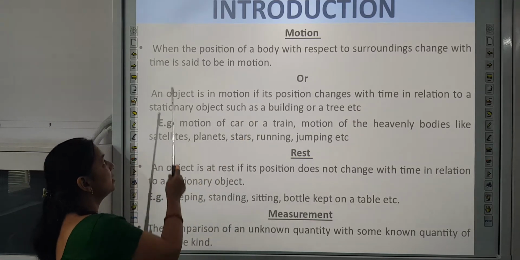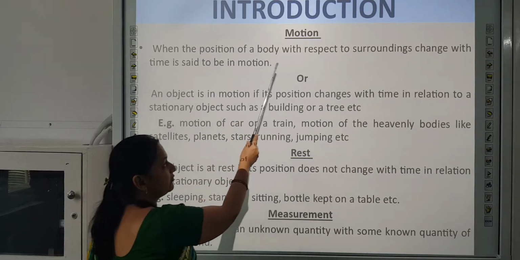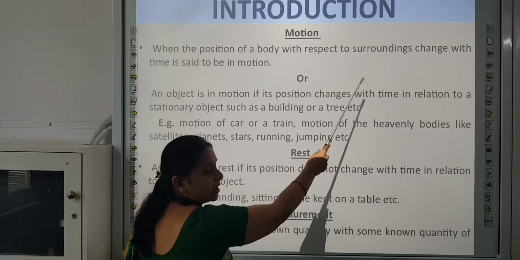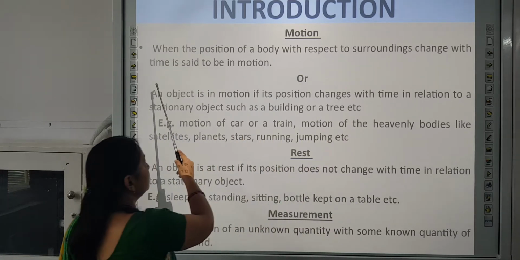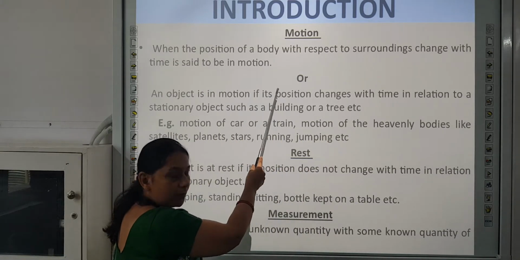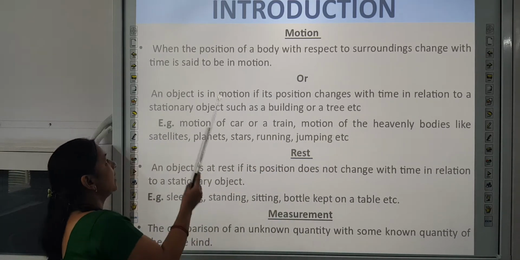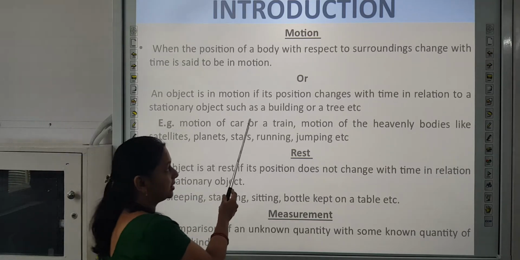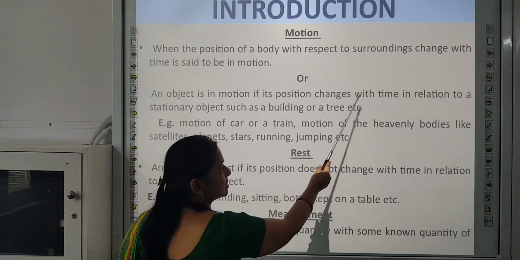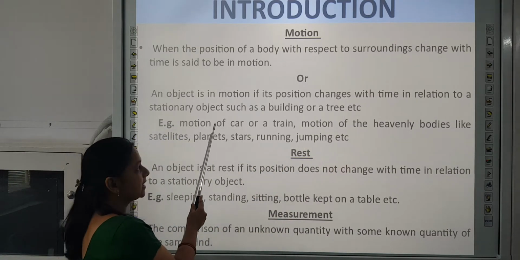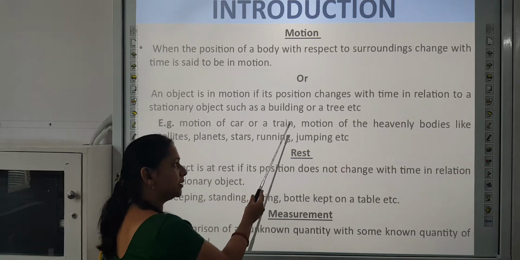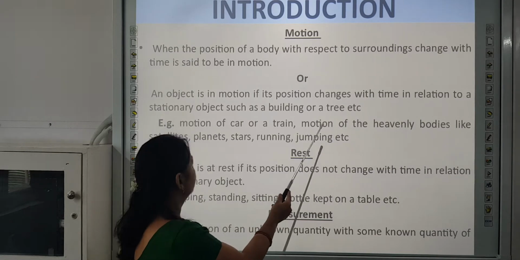What is motion? When the position of a body changes with time with respect to its surroundings, it is said to be in motion. Or we can say an object is in motion if its position changes with time in relation to a stationary object, and the stationary object may be a building or a tree.